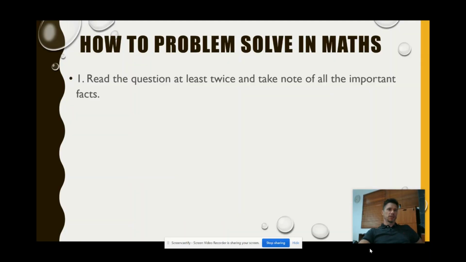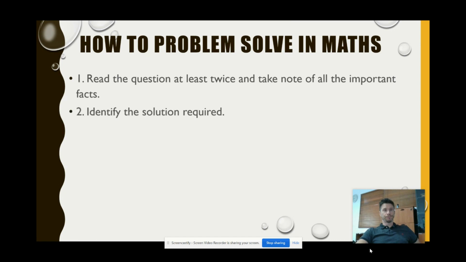Okay. So let's start off with always read the question at least twice and take note of all the important facts. So do you have enough information to solve the problem? More than likely you will. Okay, so you just need to think about that. Second thing is then identify the solution required. What is the question actually asking you to do? So you should be able to sum that up really quickly after you've read the problem twice.